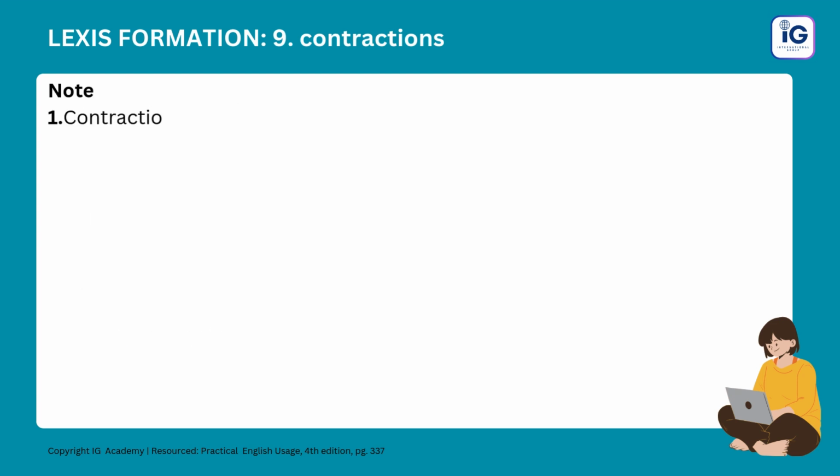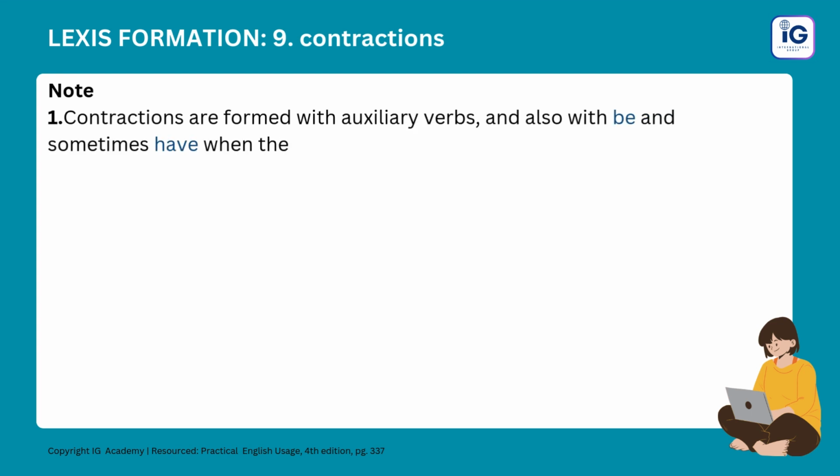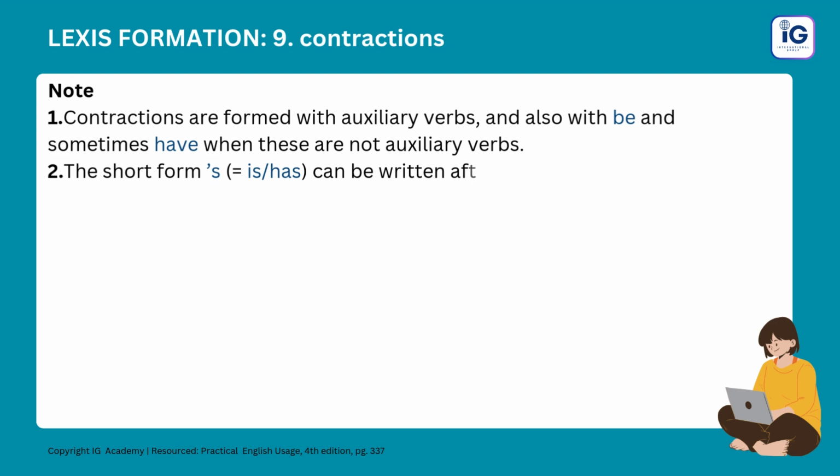1. Contractions are formed with auxiliary verbs, and also with be and sometimes have, when these are not auxiliary verbs. 2. The short form 's can be written after nouns, including proper names, question words, here and now, as well as pronouns and unstressed there.